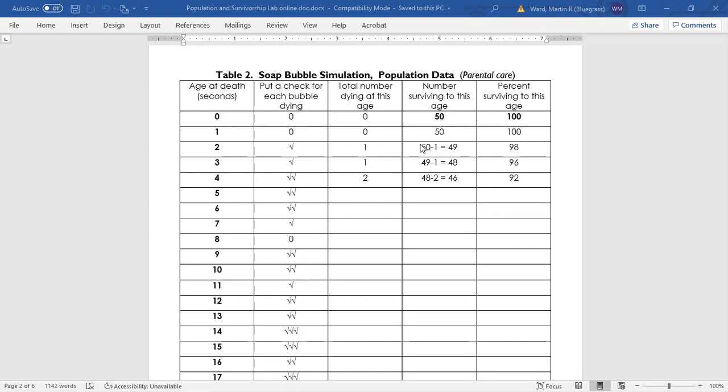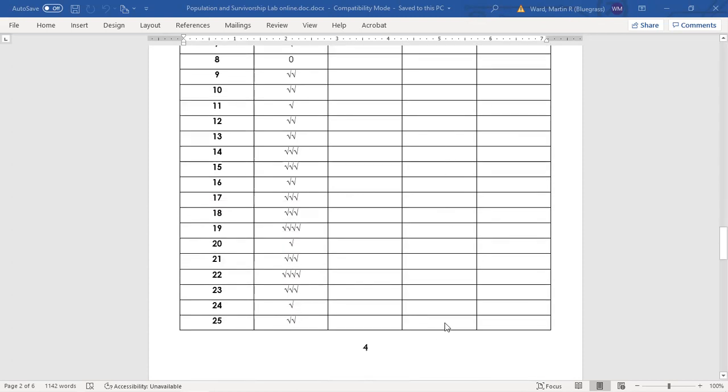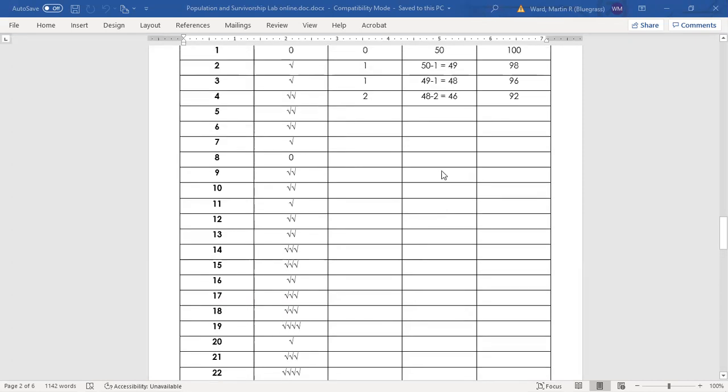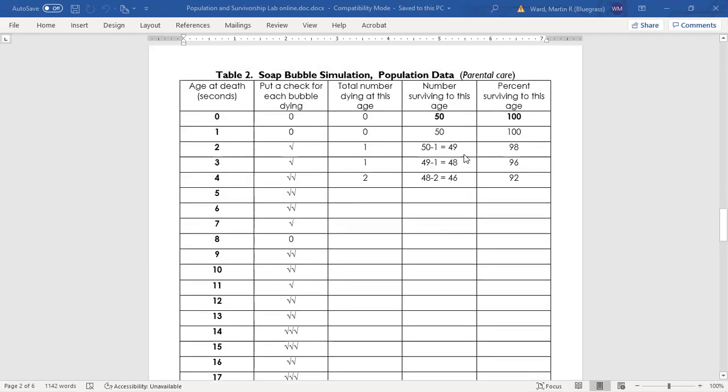For the first generation, we didn't lose any, but the second generation, at 2 seconds, we lost 1. So I take 50 minus 1 gives me 49. At 3 seconds, I lost another one. So then you take that 49 and subtract 1, you're only down to 48. Does that make sense? So in the end, you should be down to 0, okay, after you go through and count all these up. And then from that number, that 49, you can figure percent surviving is 98%. Same as before, you got 49 out of 50, because we only did 50 of these soap bubbles. So 49 out of 50 is 98%, 48 out of 50 is 96%.